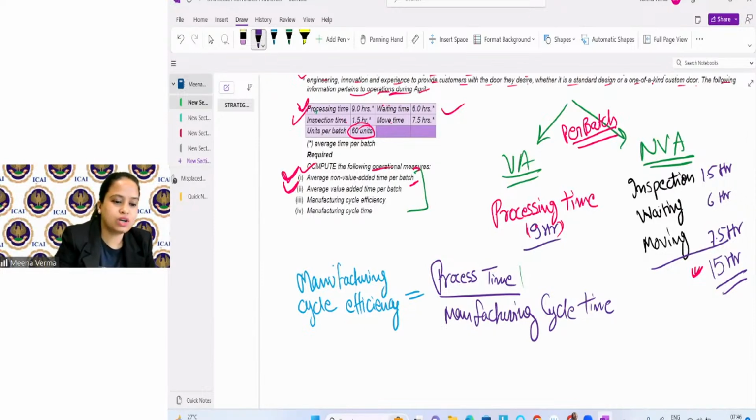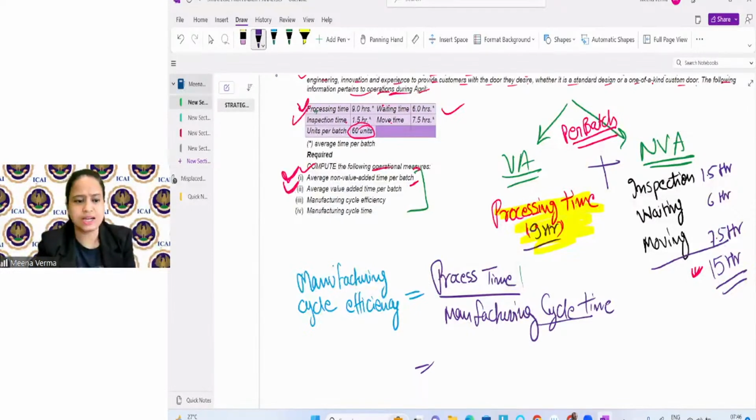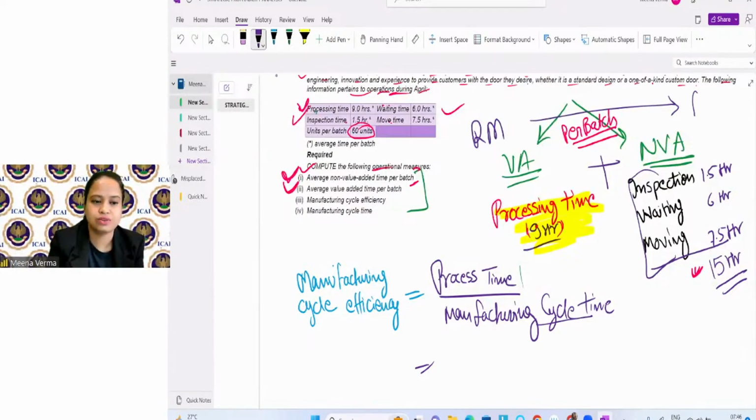All right. Now, what is process time here, ma'am? 9 hour. 9 hour is process time. And what is manufacturing cycle time? I told you it will include everything. So manufacturing cycle time will include both process time and all these non-value-added activity, setup time, waiting time, movement time, inspection time, because manufacturing cycle time is the time you're taking to convert the raw material to final good. So when you are converting the raw material to final goods, the company has both value-added and non-value-added activity.